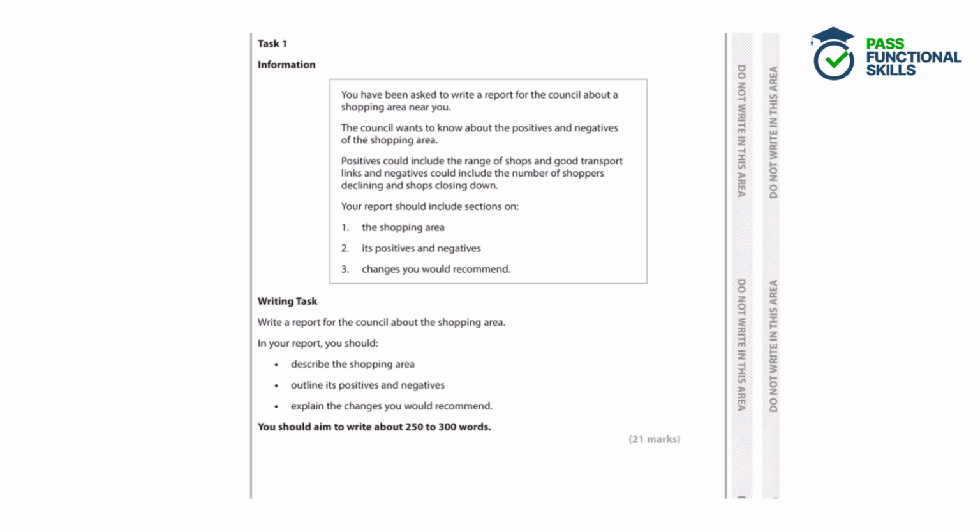So in this question, we are writing a report. That is our text type, and our audience is the council. The topic that we're focusing on is a shopping area that is near us. And we need to consider the positives and negatives. And we've got some examples of positives and negatives here that we could consider.